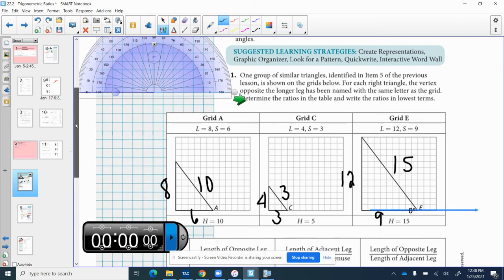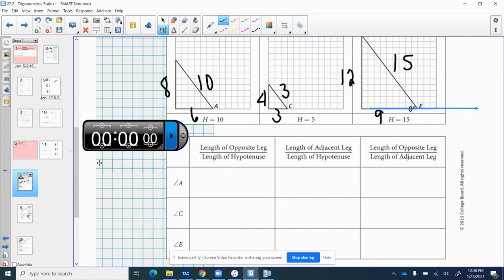Now we talked a little bit about SOHCAHTOA in the prior lesson, and we know that has to do with the opposite, the adjacent, and the hypotenuse. This time we are talking about each of these three angles: angle A, angle C, and angle E. We have the opposite, the adjacent, and the hypotenuse to those angles in each of the triangles. Opposite of the angle, adjacent to the angle, hypotenuse length. So we're going to label our picture.